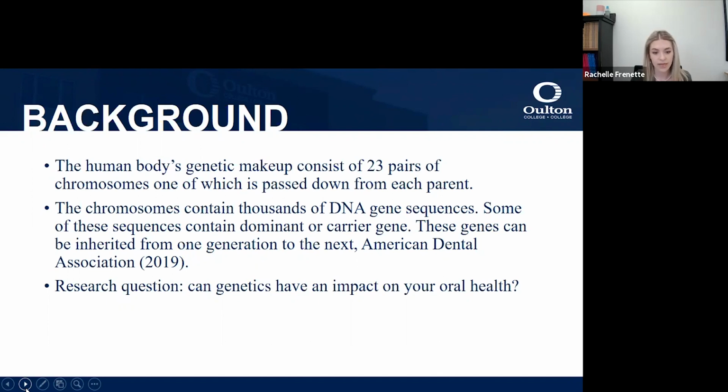The chromosomes contain thousands of DNA gene sequences. Some of these sequences contain dominant or carrier genes. And these genes can be inherited from one generation to the next, according to the American Dental Association. So our research question was, can genetics have an impact on your oral health?